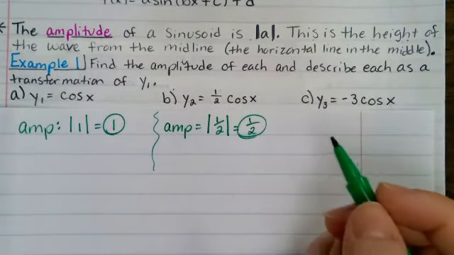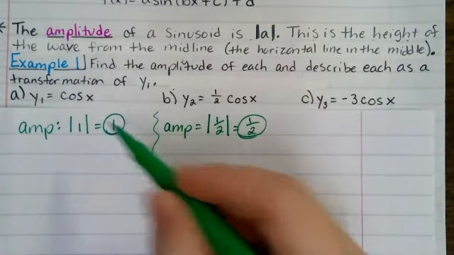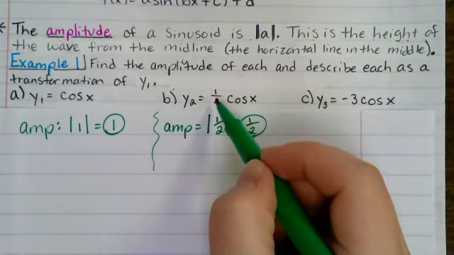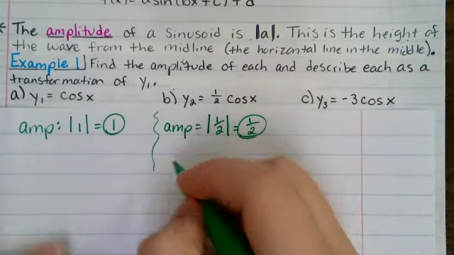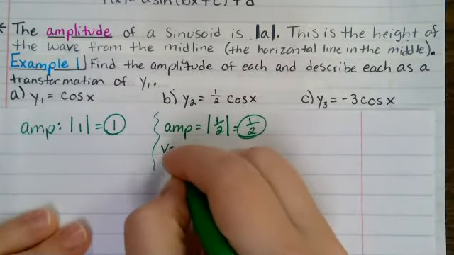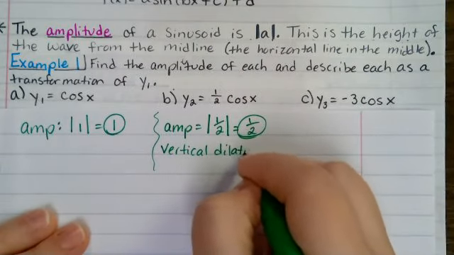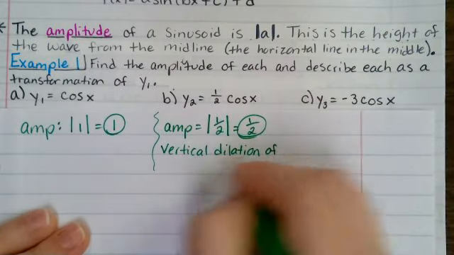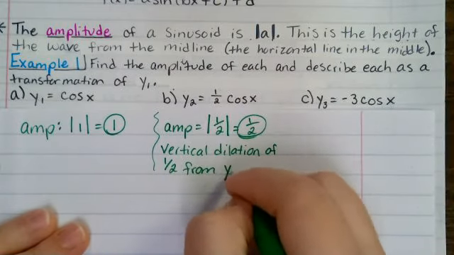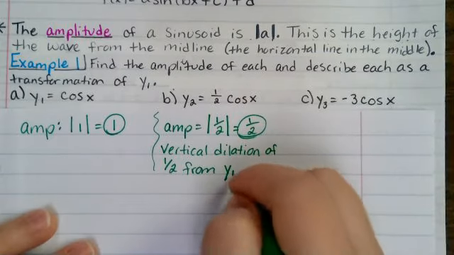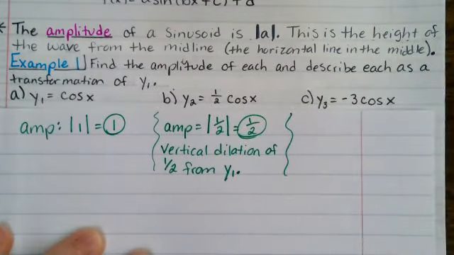What about transformation? So if we talk about this being a transformation of the first one, the only difference is that 1/2, and that has vertically dilated it or shrunk, if you want a more specific term, but we're going to say vertical dilation of 1/2 from that y equals 1 equation. Okay? All right.